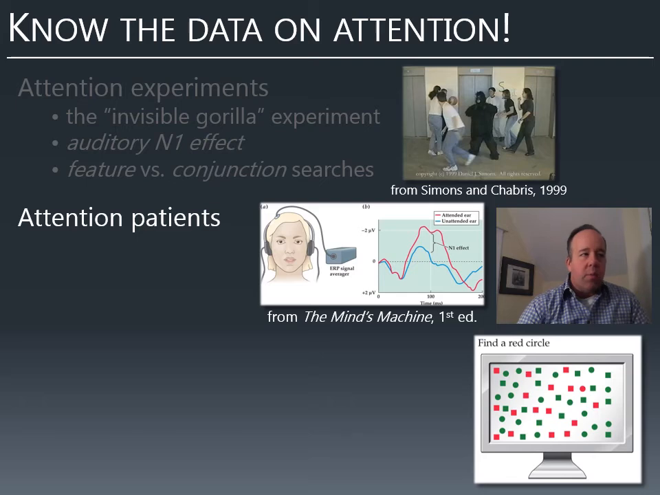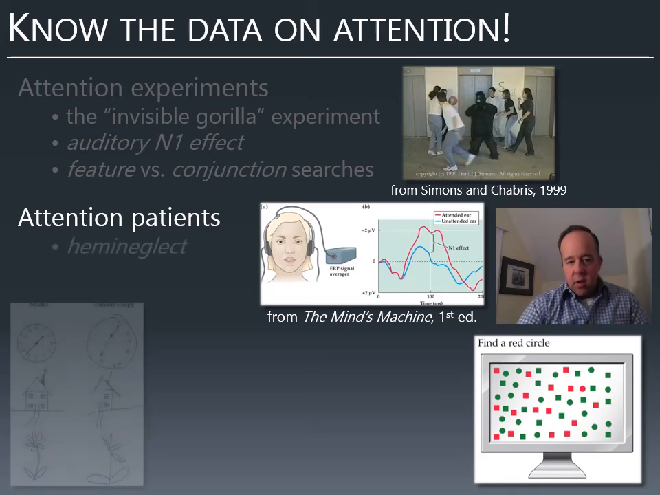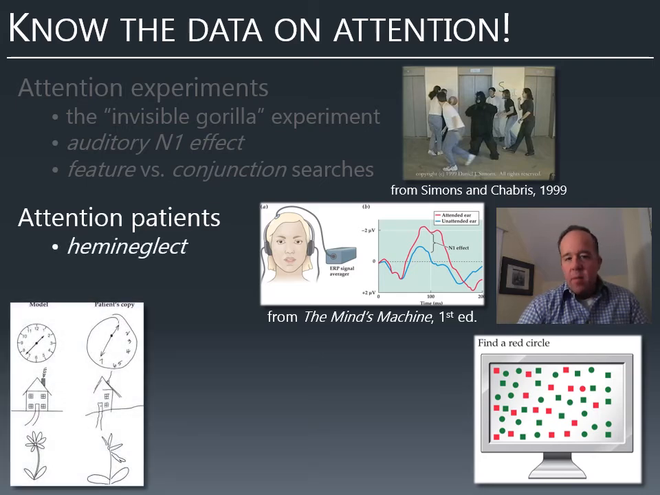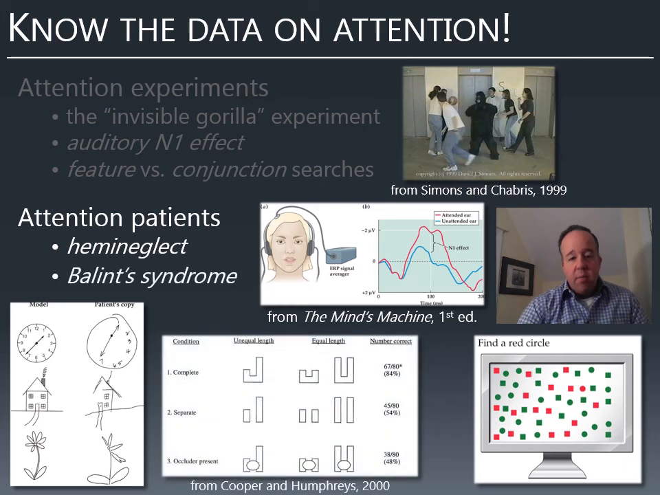And there are also patients that have attention deficits. So hemineglect, where the person can't pay attention to half of their visual world. It's not that they can't see it, it's that they can't focus on it. And Balint syndrome, where someone develops simultagnosia. You get hyper-focused. You can't pay attention to more than one thing at once. So in this experiment, if you have to compare two different objects, someone with Balint syndrome can't do it because they can only focus on one thing at a time. So understand those disorders of attention.